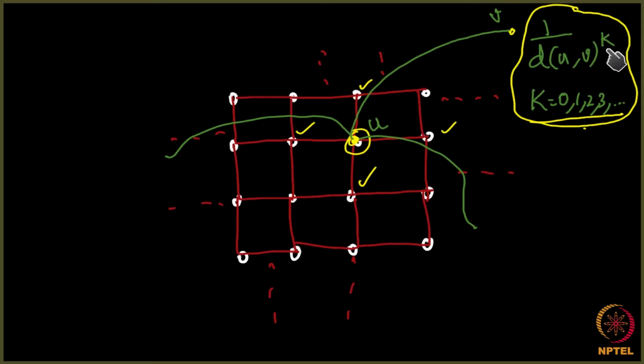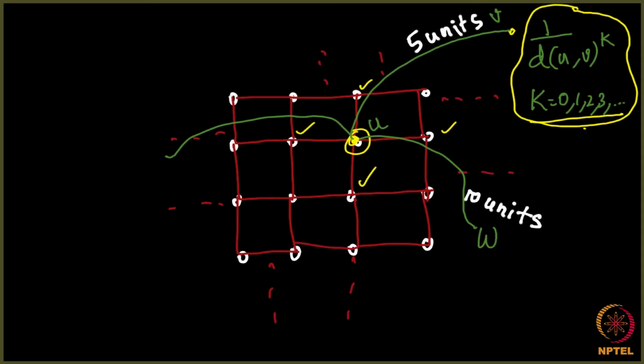Okay, and for a fixed k, so what do we mean by this? If this distance is let's say 5 units, and this one is 10 units, the probability of you being friends with V is more than the probability of you being friends with this person. Okay, let me give him some name. Let me call him W. Let's say this node is called W.